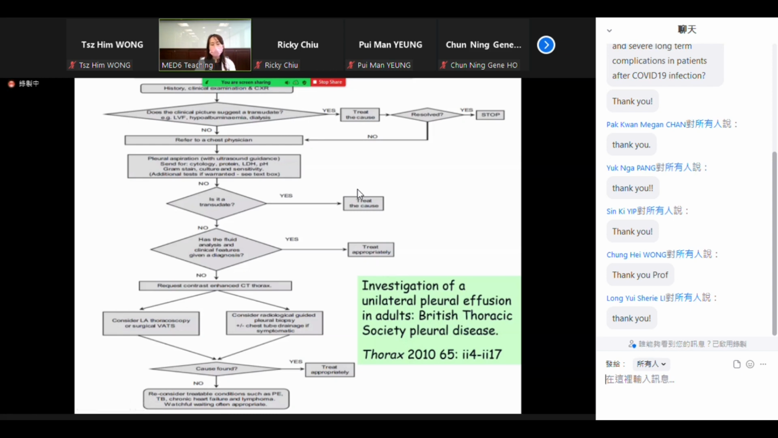There are three ways of doing pleural biopsy: either at the bedside with an Abrams needle, or image guided, either CT or ultrasound guided pleural biopsy, or using pleuroscopy or even surgery for direct visualization of the pleura and then biopsy. If the cause can be found, then treat appropriately. If the cause still cannot be found after this extensive investigation, then we have to think of things like PE, TB, heart failure, lymphoma. So this is the important algorithm for management of unilateral pleural effusion.